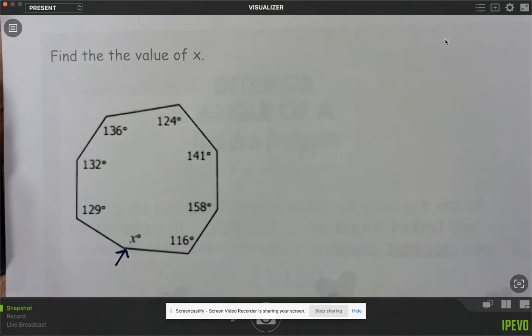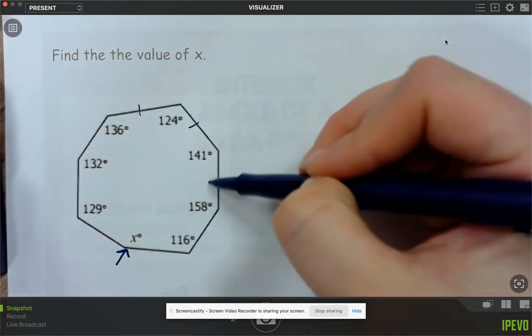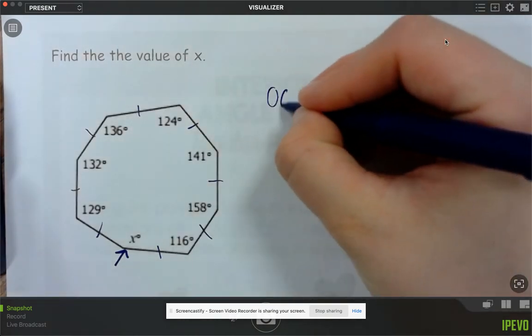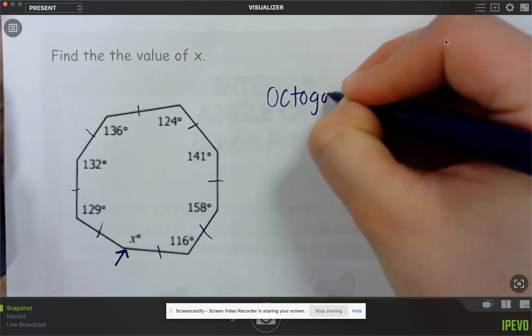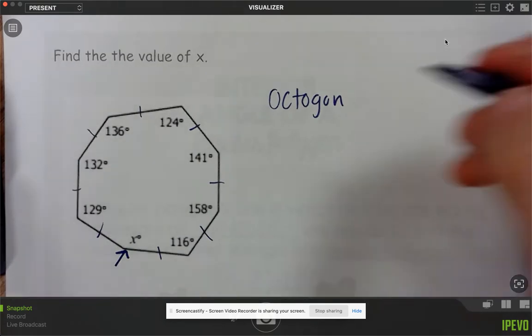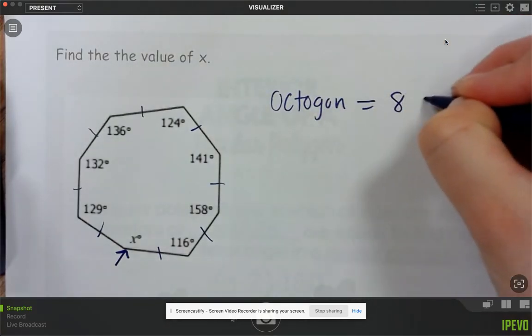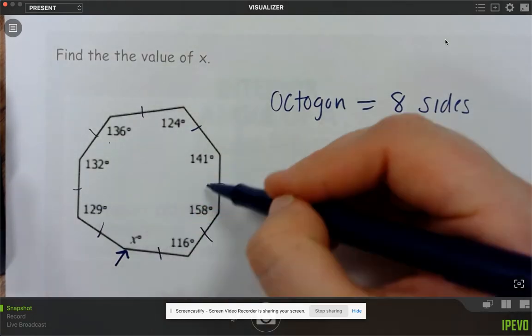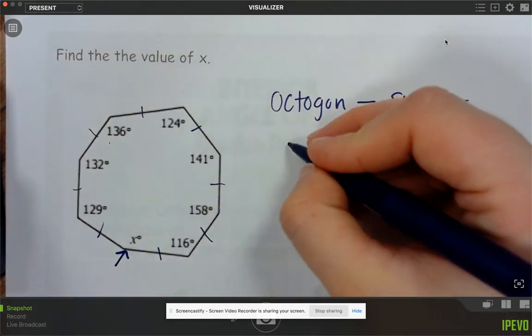Well, we have 1, 2, 3, 4, 5, 6, 7, 8. We have an octagon, right? So now since I know I have 8 sides, we're going to plug into our formula to figure out what all of these have to add to. So here's our formula.